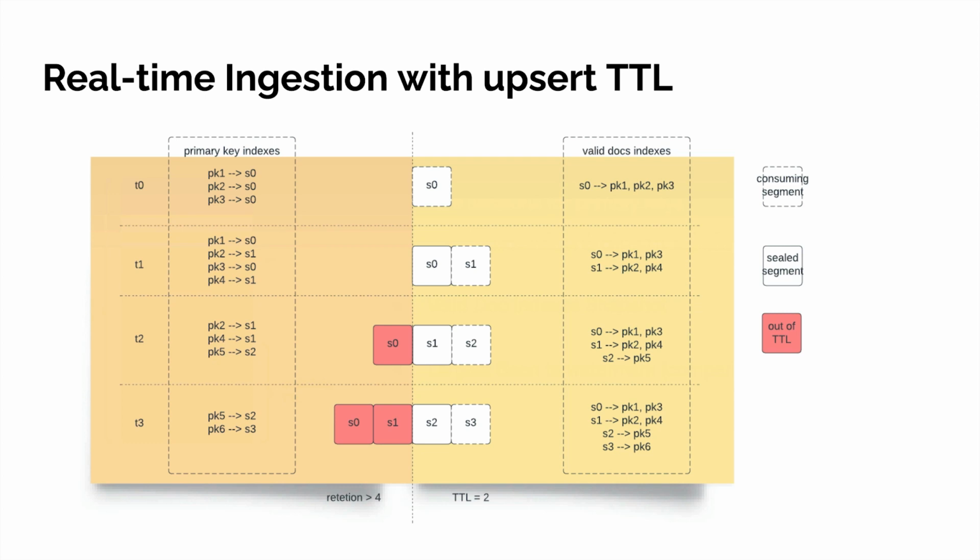And next, we have segment 2. As you can see, segment 0 is already out of TTL, but it's still in rotation. Since it's still in rotation, the valid doc ID should still be there. But the primary key index will be updated, and the previous doc ID's primary key will be removed from the primary key index. So this graph mainly shows that the primary key index was purged of the out-of-TTL primary keys, but the valid doc IDs are still there.